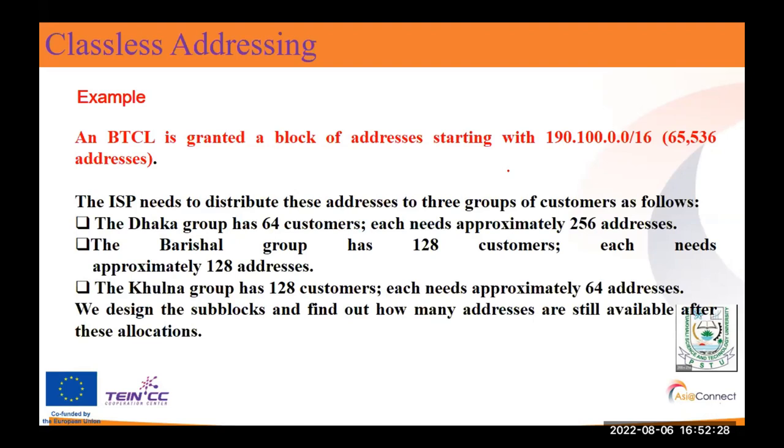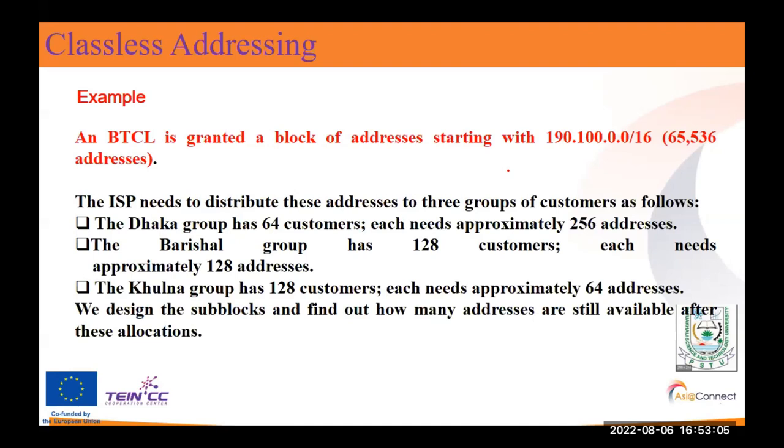One group, the Dhaka group, has 64 customers, but there is a condition: each of the 64 customers, that means 64 small ISP providers, needs approximately 256 addresses. Another, the Borishal group, has 128 customers, and each needs approximately 128 addresses. And another group, the Khulna group, has 128 customers, but each needs approximately 64 addresses. So we need to design the sub-blocks and find out how many addresses are still available after this allocation.